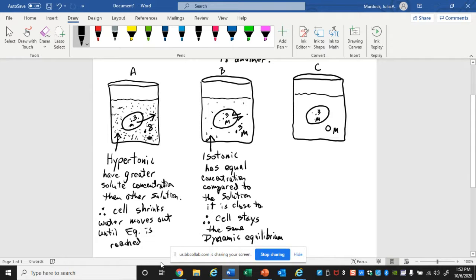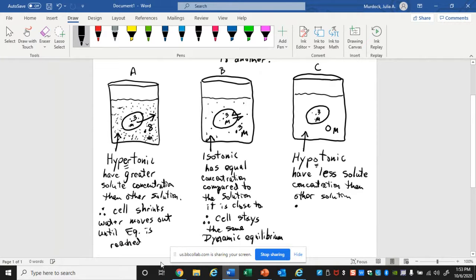Okay, now let's go over to this last one over here. So obviously this solution out here, and again, I'm always going to talk about these external solutions in this example to keep it clear. This is a hypotonic solution. There's O there, there's ER here, they're different, okay? Hypotonic solutions have less solute concentration than the compared solution, right? Than the other solution, which in this case is inside the cell.